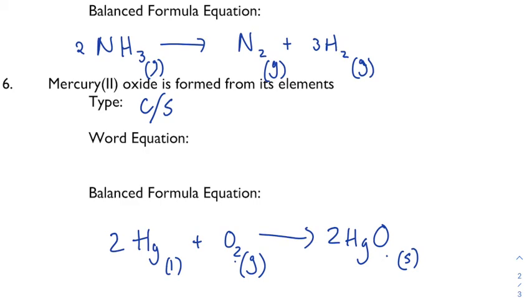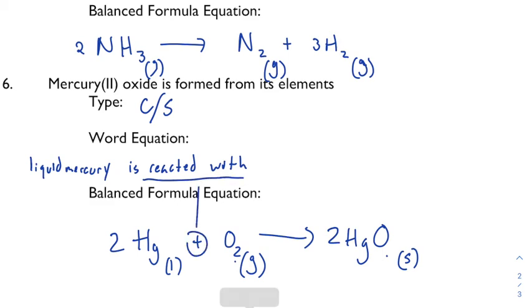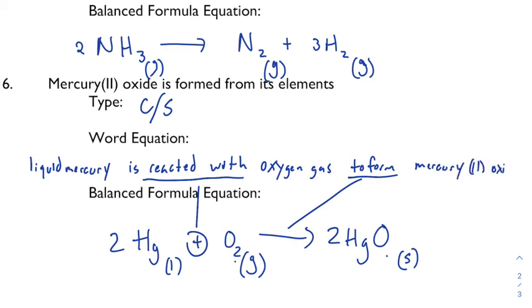Writing out the word equation, we would say liquid mercury is reacted with, and the reacted with is what's represented by that plus, so it is reacted with oxygen gas to form, that's what the arrow is showing, to form solid mercury 2 oxide. All right, and that takes us to the end.